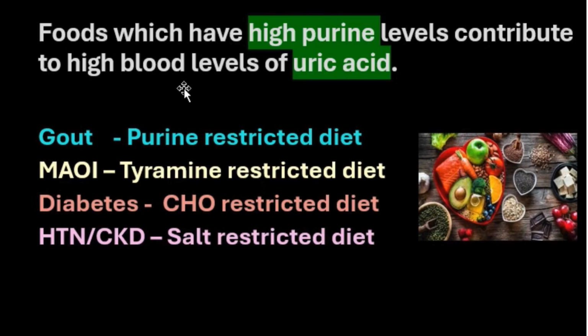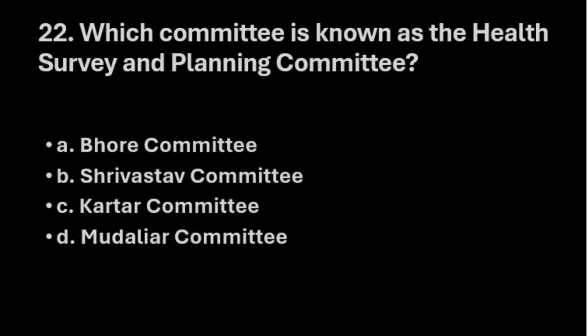Let us see the relation between purine and uric acid or gout. Foods which have high purine levels contribute to high blood levels of uric acid. So purine is related to uric acid. That's why it is not advisable in gout, because gout is related with high uric acid levels. So in gout, purine restricted diet. MAOI, monoamine oxidase inhibitor tablet taking, then thiamine restricted diet. Diabetes, carbohydrate you have to control, and hypertension and CKD, salt restricted diet.